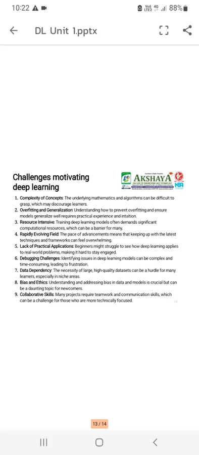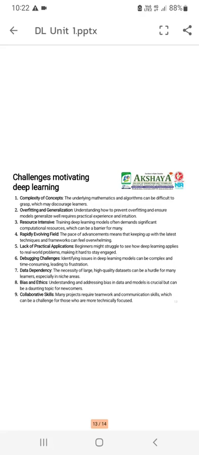Okay. So what do you mean by complexity of concepts? The underlying mathematics and algorithms can be difficult to grasp, understand, work out, and finally implement. Okay, this discourages the learners from moving towards deep learning.